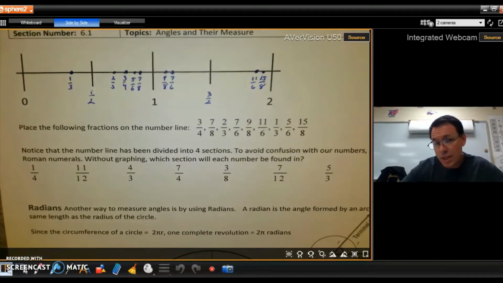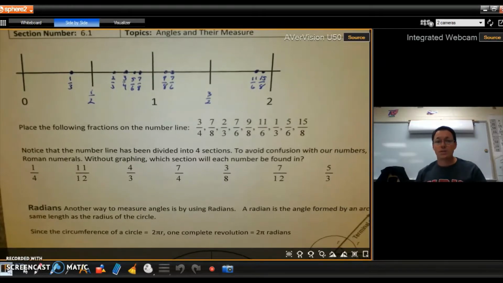I need you to understand those fractions and whether something is a little bit less than 1, a little bit more than 1, almost 2, or less than 2. If you can do that with a fraction, you're going to be just fine with what we're going to do today.